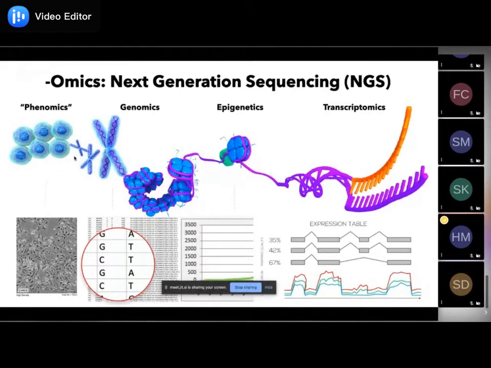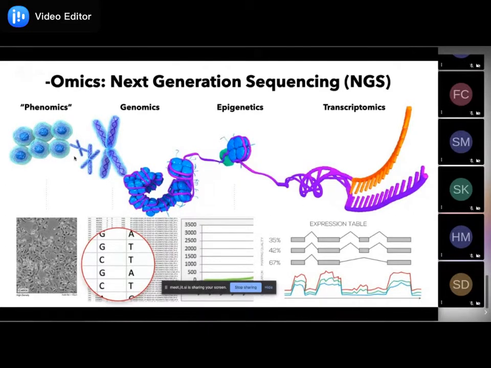Genomics is about looking into the genes, the sequences, and how they affect things. Epigenetics is a study where we are looking at DNA modifications. Transcriptomics is when we are looking at gene expression.